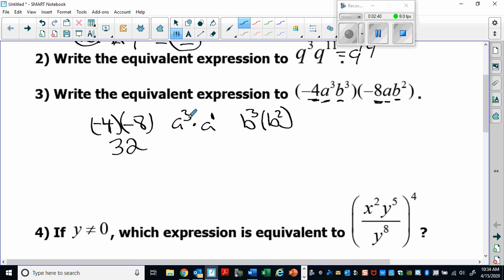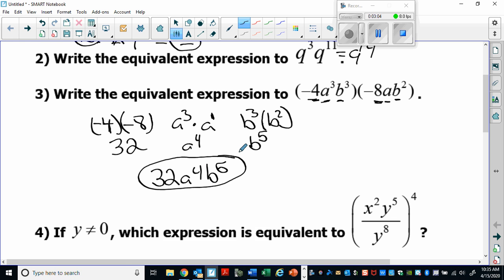So a to the third times a to the first. We add the exponents when we multiply. So that's going to be a to the fourth. Here we have b to the third times b to the second. We add, so it's going to be b to the fifth. Our answer is just going to be these three terms together. So our answer is going to be 32, a to the fourth, b to the fifth. All right, we'll scroll down, go to the next one.